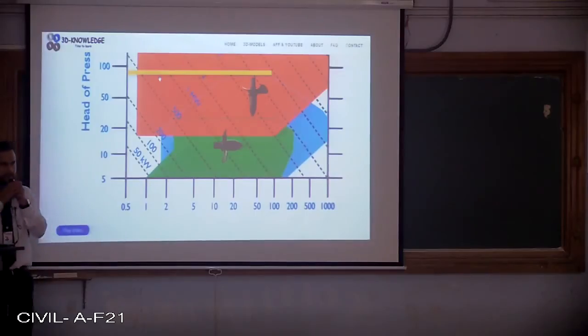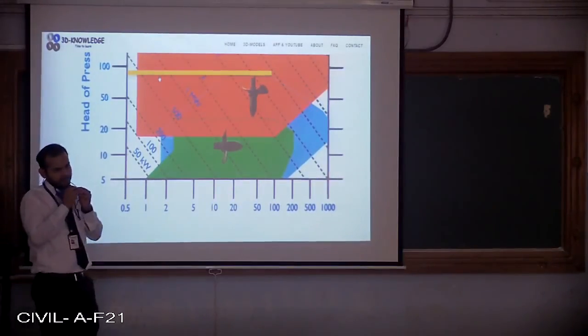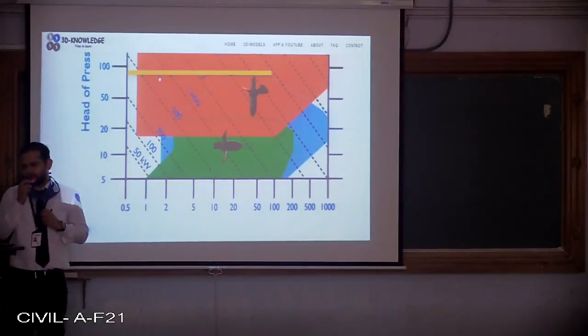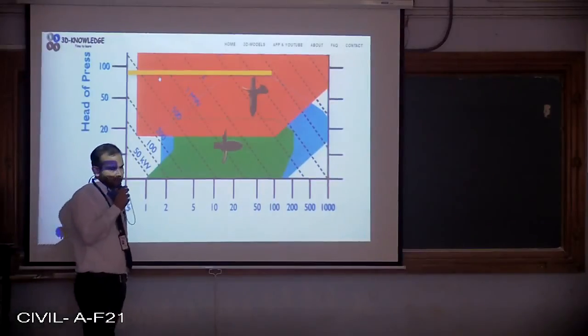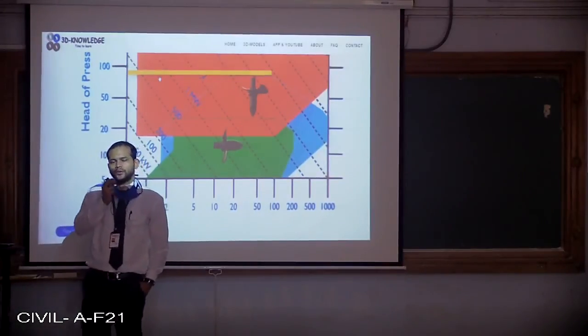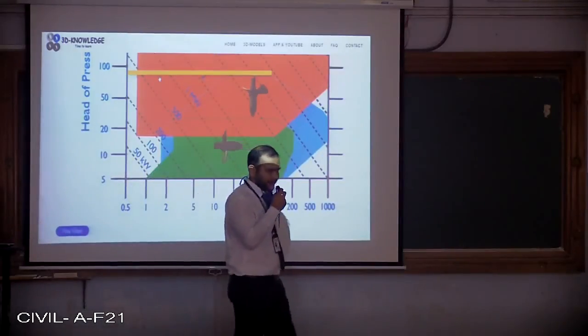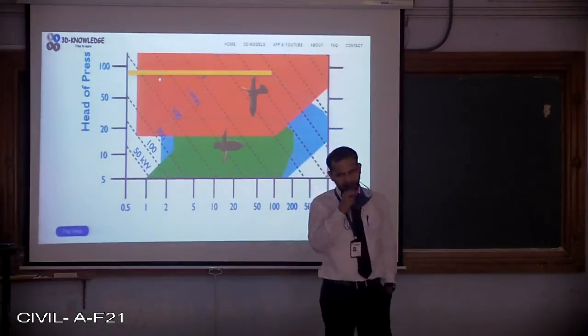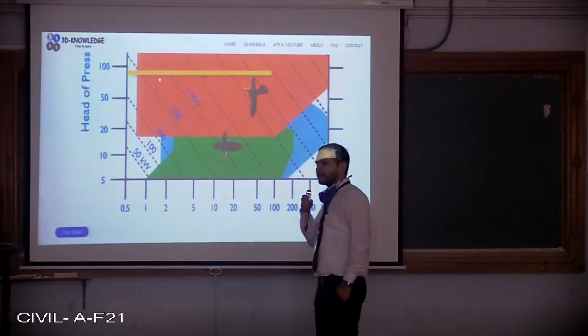I would like to interrupt here. So this is a very good comparison. They have plotted for the heads and the discharges, and where that turbine falls into that graph they have shown you. So in the field, you may have some already known parameters of discharge or the head. So in such case, it will be very easy for you to choose which type of turbine you can go for.